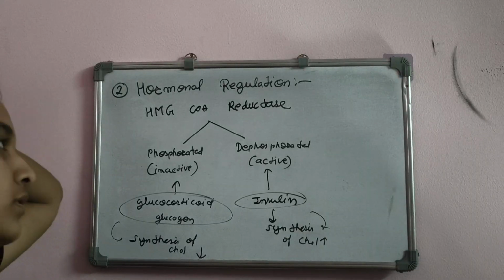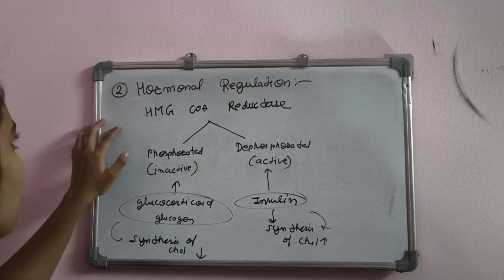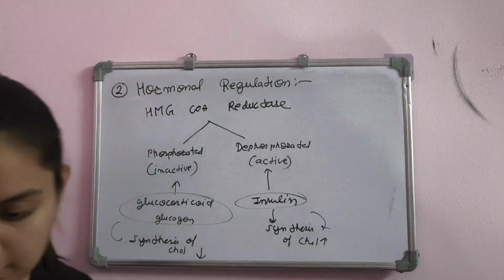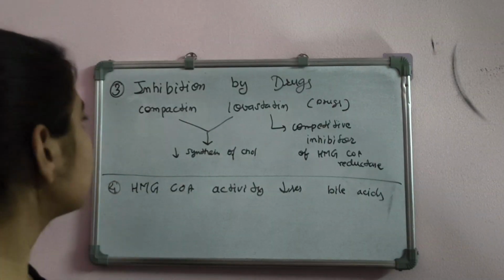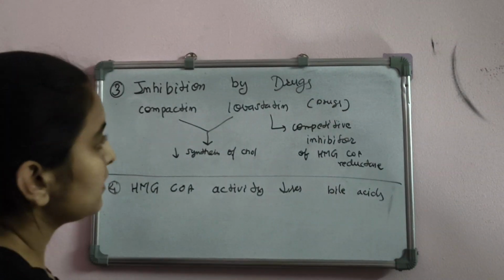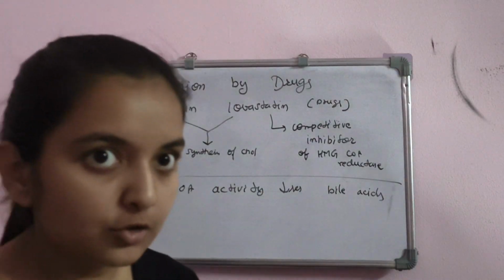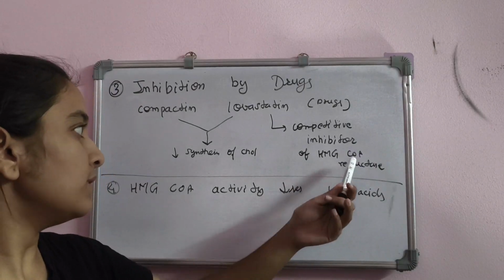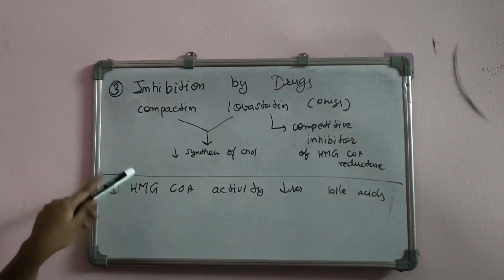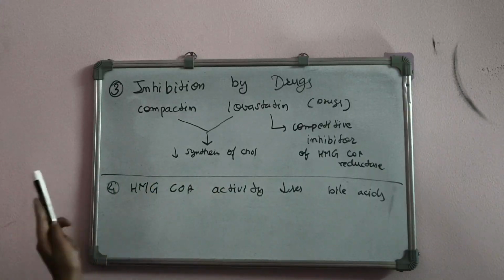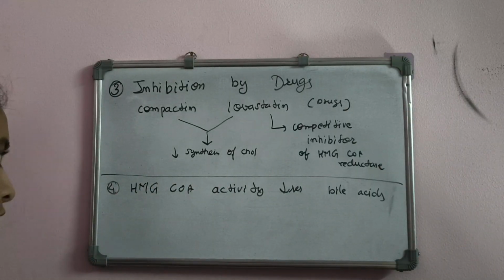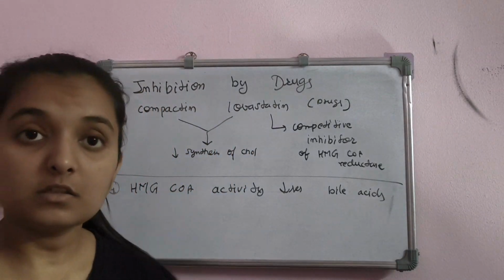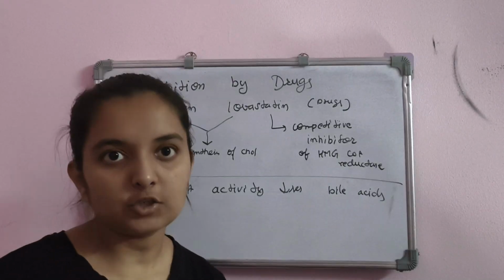Now let's move towards the drugs, that is how synthesis of cholesterol is inhibited by drugs. So let's see that. Inhibition by drugs. The drug compactin and lovastatin is another drug which decreases the synthesis of cholesterol as they are competitive inhibitors for the enzyme HMG CoA reductase. And the fourth regulation is that bile acid basically decreases HMG CoA activity, so it decreases synthesis of cholesterol. So these are the four things which regulate the synthesis of cholesterol. Now let's move towards the degradation of cholesterol.